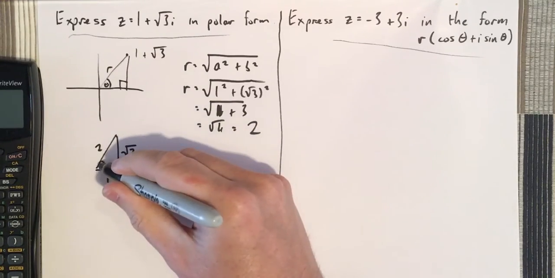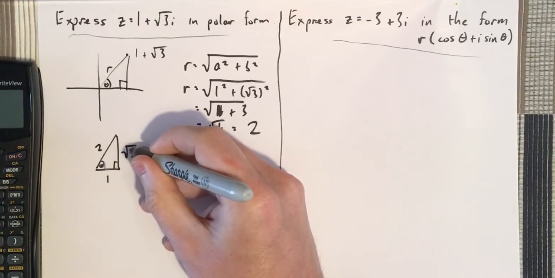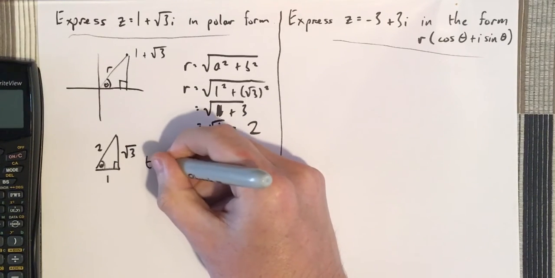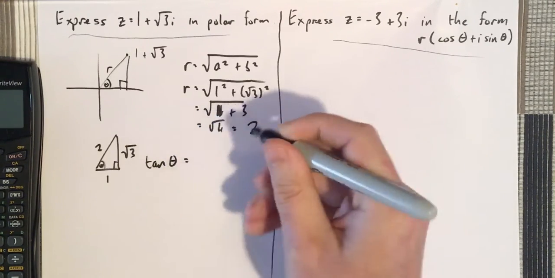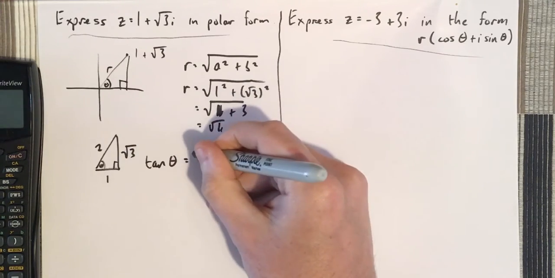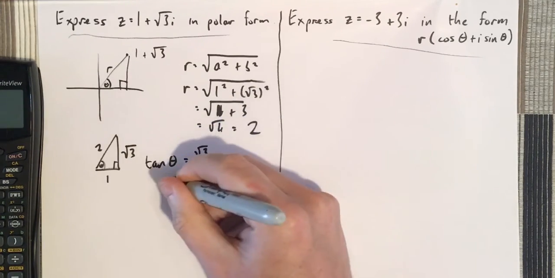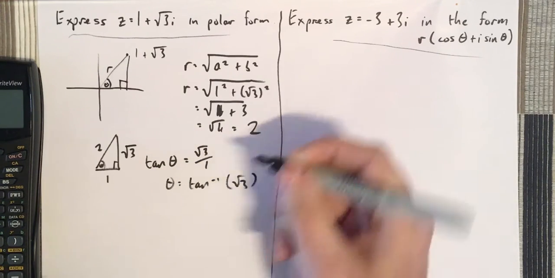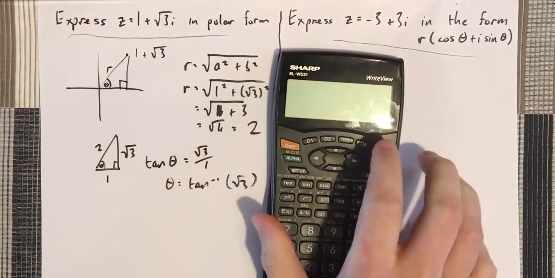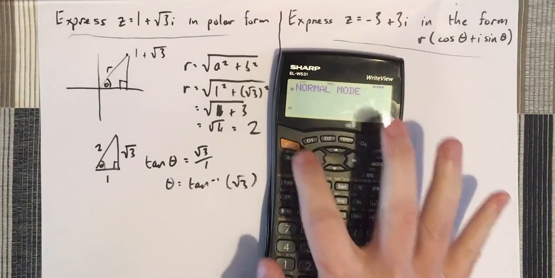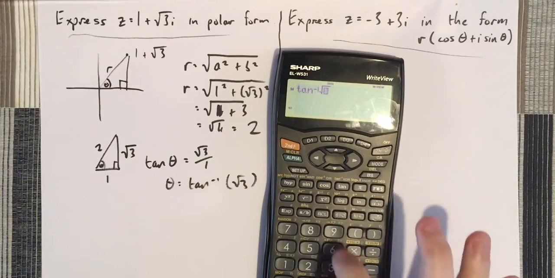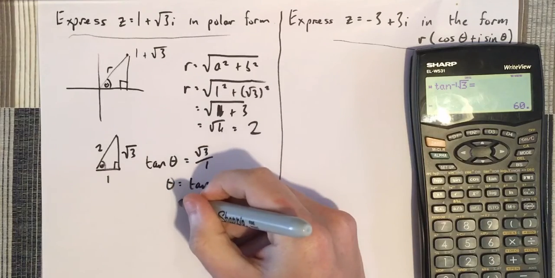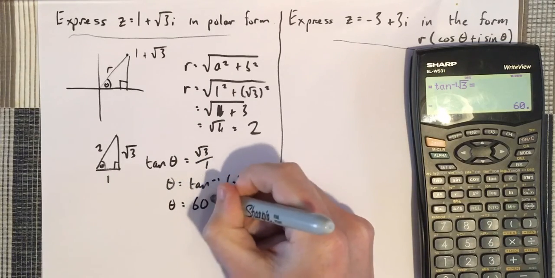So for this angle here, if I'm using 1 and root 3, I'm using opposite and adjacent. So the tan of theta is equal to root 3 over 1. So theta is the tan inverse of just root 3. So second function, tan of root 3 is equal to 60 degrees. That's what I mean about the whole number angles. So theta is equal to 60 degrees.